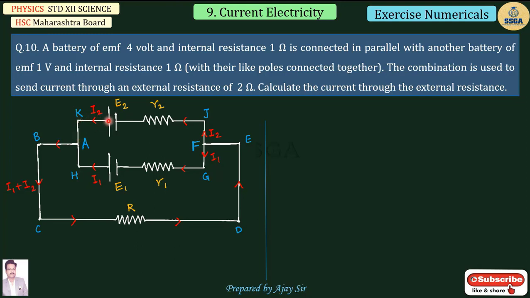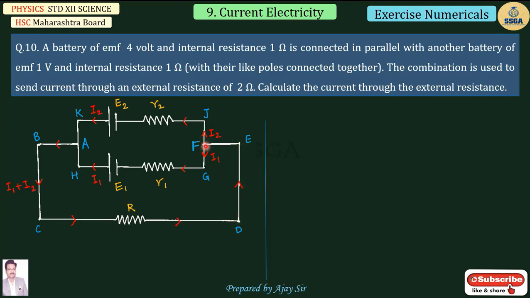This is the direction of current. Current travels from positive terminal to the negative terminal. So these are the directions of the current. At junction A, both the currents will meet. So the sum of the current at point A, that is I1 plus I2, will come at point A, and the same current will flow through this arm. So the current flowing through the external resistance R is I1 plus I2.